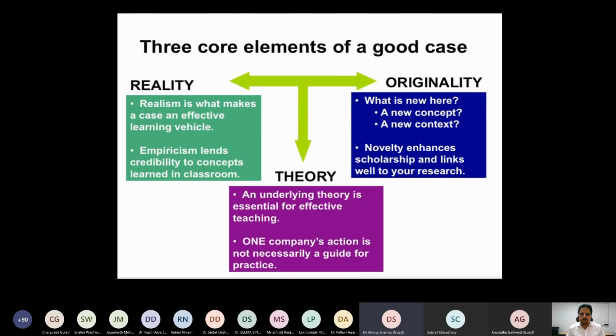So I'll tell you the 3 major things about a case. In every case, more or less, when you are taking it to the class, it should have these 3 things. And even if one thing is missing, you should be a bit worried about what the outcome of the whole discussion would be.